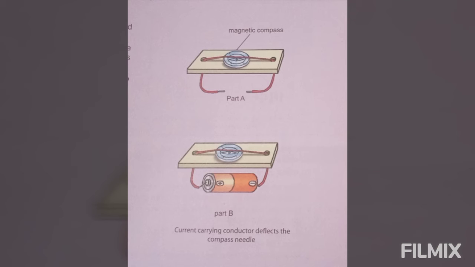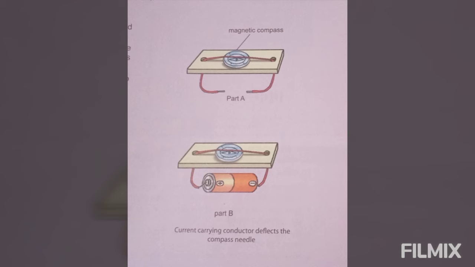Means when electric current flows through it, the needle of the magnetic compass shows deflection. The experiment shows when current is passed through a conducting wire, it behaves like a magnet.